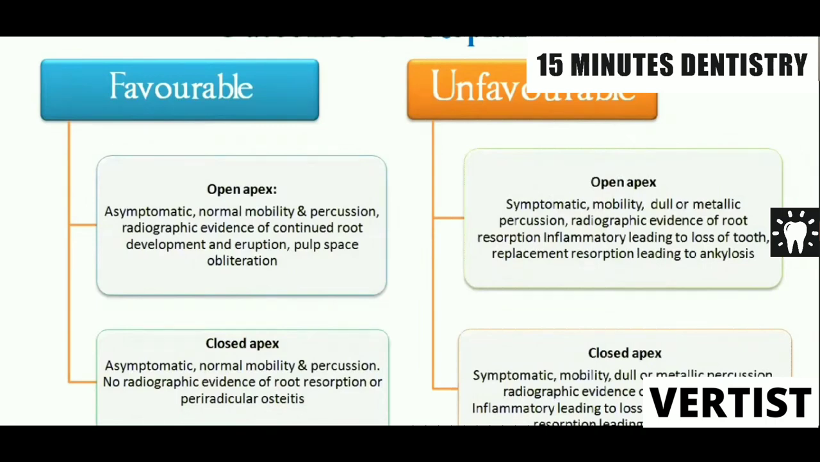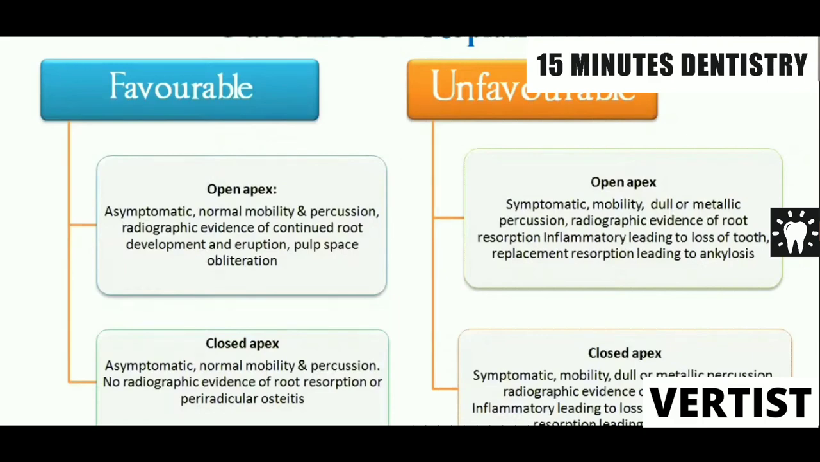A favorable outcome in a closed apex would be that the tooth is asymptomatic, has normal physiologic mobility, and the percussion sound is also normal, not having any metallic percussion sound. There is no radiographic evidence of inflammatory root resorption or periradicular osteitis or periapical infection developing. An unfavorable outcome in an open apex might be that the tooth is symptomatic, that is tender, it is mobile, or it has a dull or metallic percussion sound. It would have a dull sound when there is inflammatory root resorption. It would have a metallic percussion sound when the tooth has undergone replacement resorption and there is ankylosis.